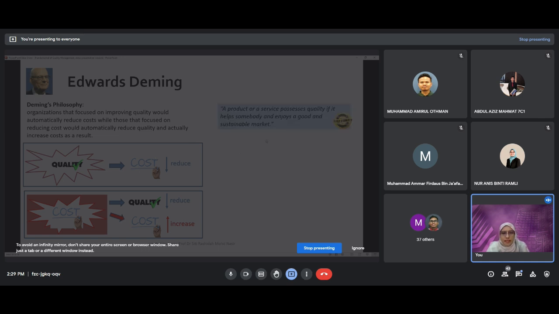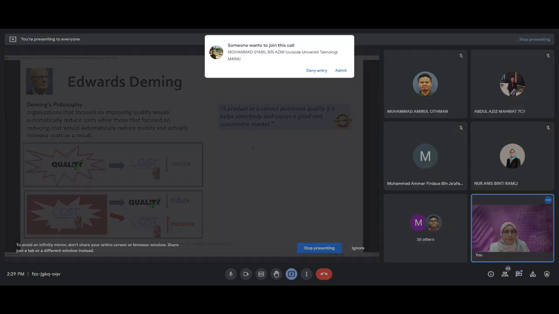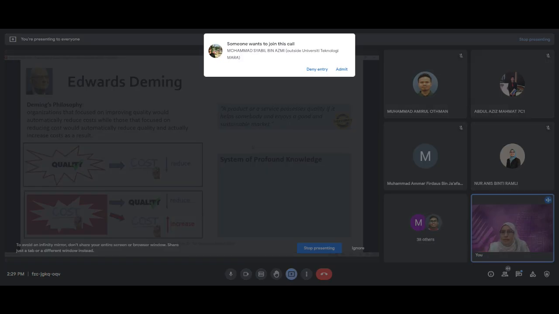And Deming also says that a product or a service possesses quality if it helps somebody and enjoys a good and sustainable market. It means that if a manufacturer can produce a quality product, the society or the customer will enjoy using it, and therefore they will keep on buying the product, and therefore the business will sustain in the market.